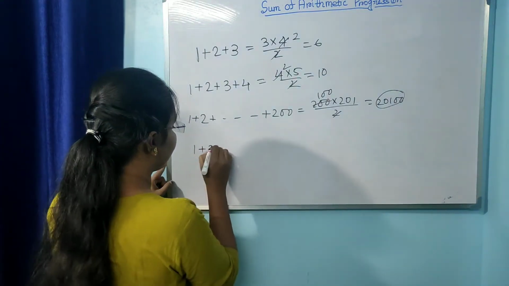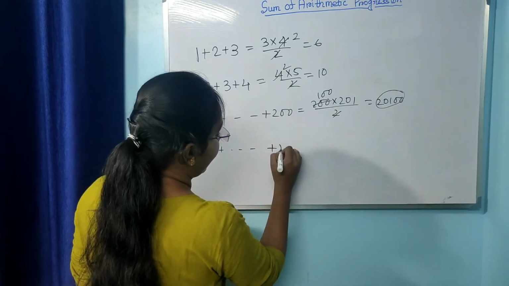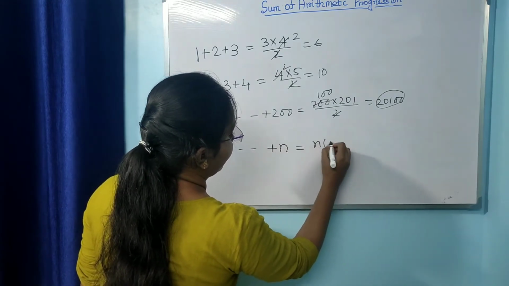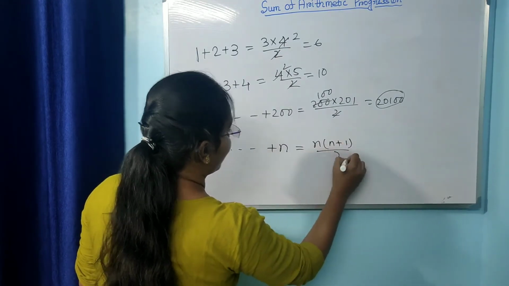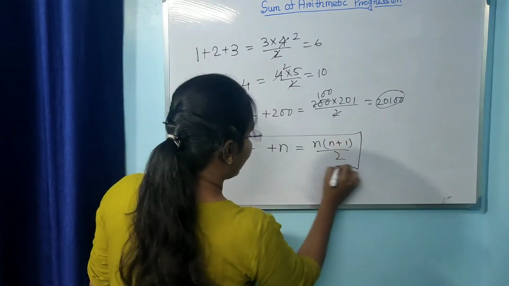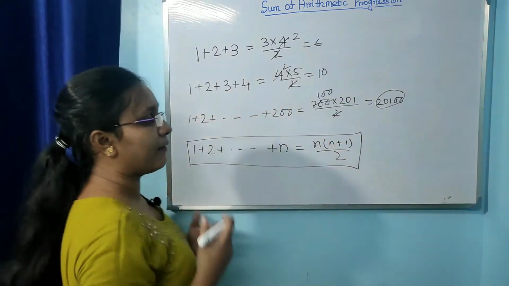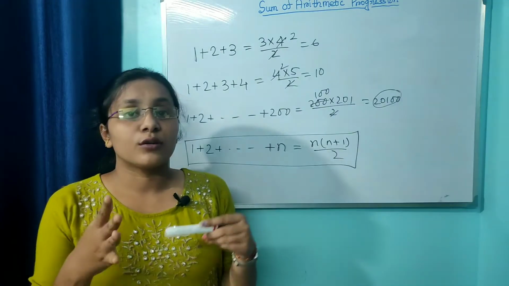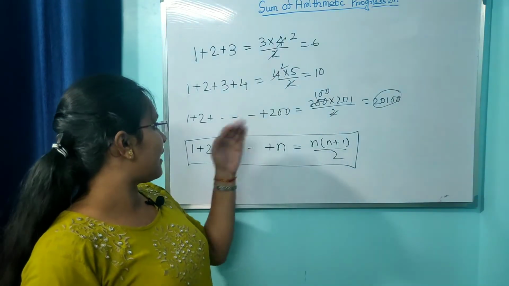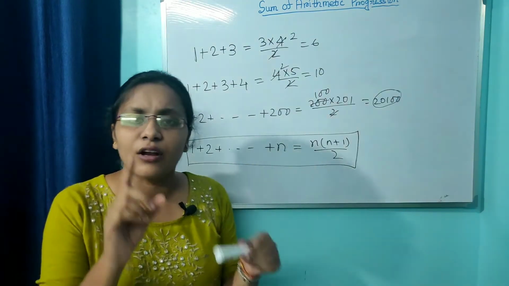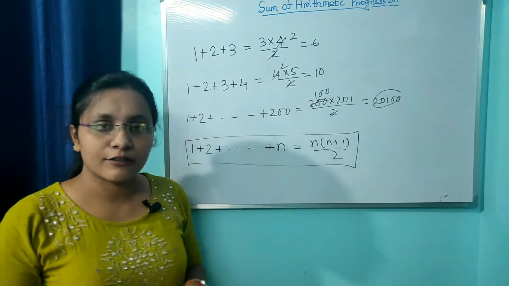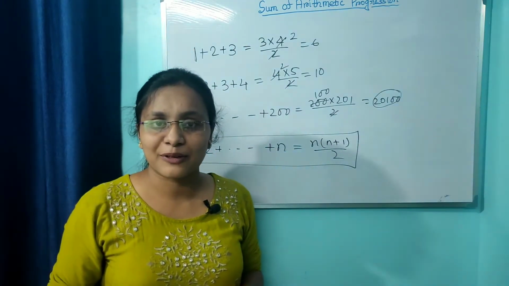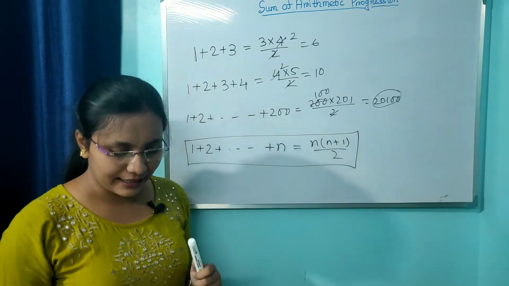So for n numbers, if we add n natural numbers, it will be n into n plus 1 by 2, and this is the formula. You can apply this formula anywhere and you can find the sum of natural numbers, okay. So now the question is, ma'am, this is natural numbers where the difference is only 1. Can I apply this logic for finding the sum of an arithmetic progression? Yes, we can apply. See how.